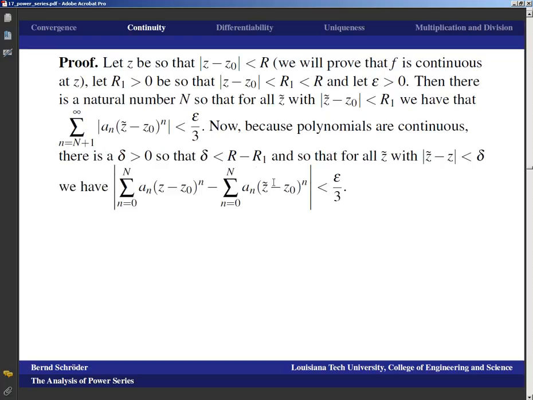Well, let's just leave that right now. And so for all z tilde with |z tilde minus z| smaller than delta, we have that the difference between the value of the polynomial at z and the value of the polynomial at z tilde is smaller than epsilon thirds. Yes, we can demand that.